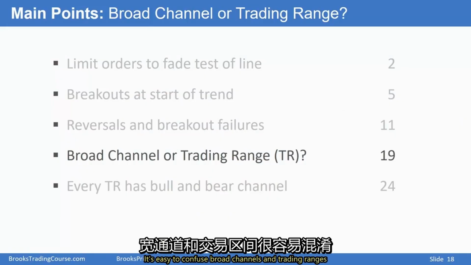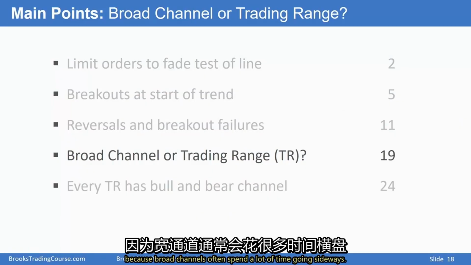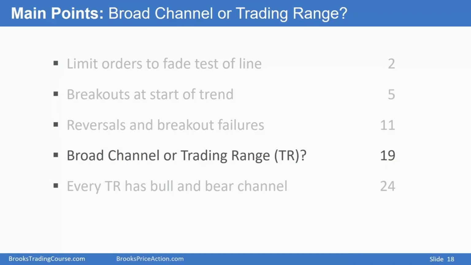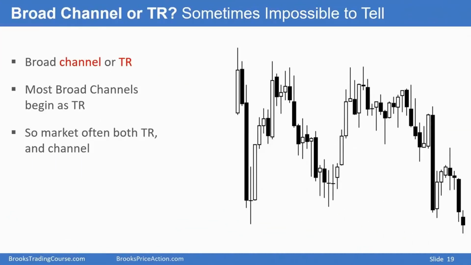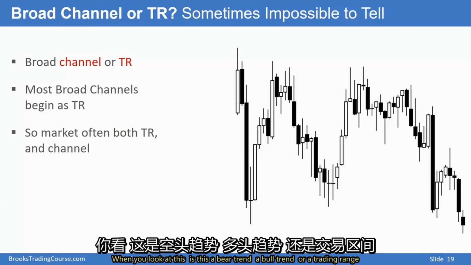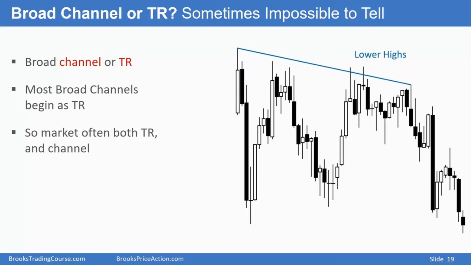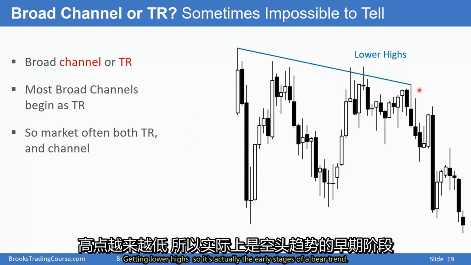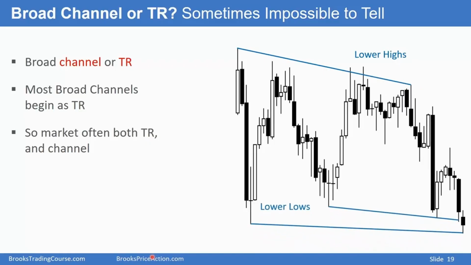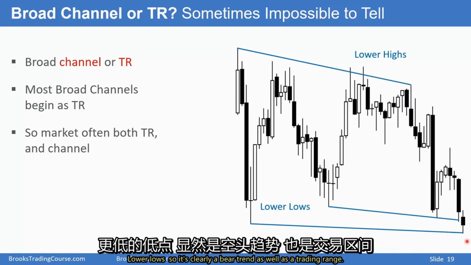It's easy to confuse broad channels and trading ranges because broad channels often spend a lot of time going sideways. When you look at this, is this a bear trend, a bull trend, or a trading range? It's clearly a trading range, but look more closely at it. Getting lower highs, so it's actually the early stages of a bear trend. Lower lows, so it's clearly a bear trend as well as a trading range.